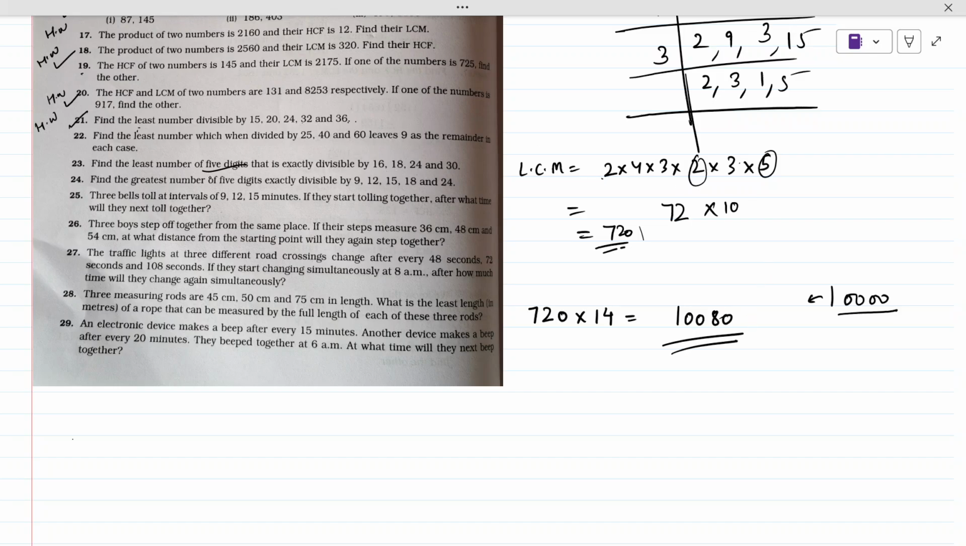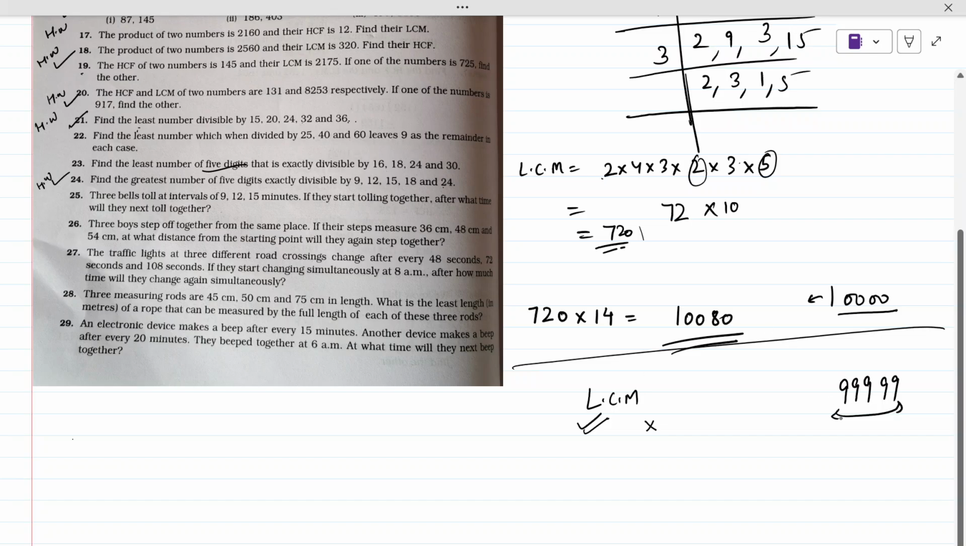Now, the greatest number of 5 digits exactly divisible by this. So, same question, kids. What you have to do in this case is find the LCM, and now you have to find the greatest number of 5 digits. The greatest number of 5 digit is this. You have to find something which is nearer to this. First of all, find the LCM. Once you know the LCM, find the multiple which falls in the 5-digit series, and it should be greatest also. Okay, this is also very easy.